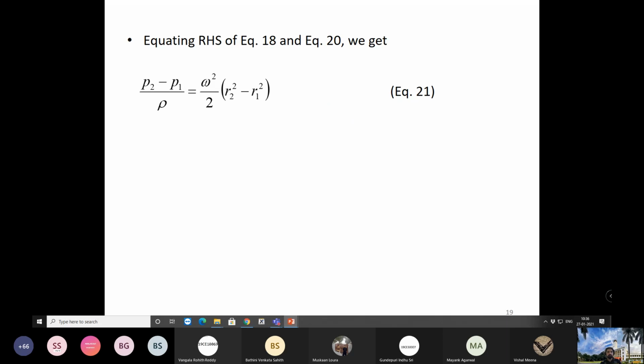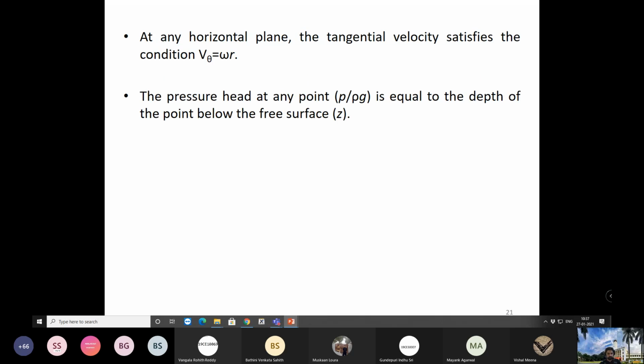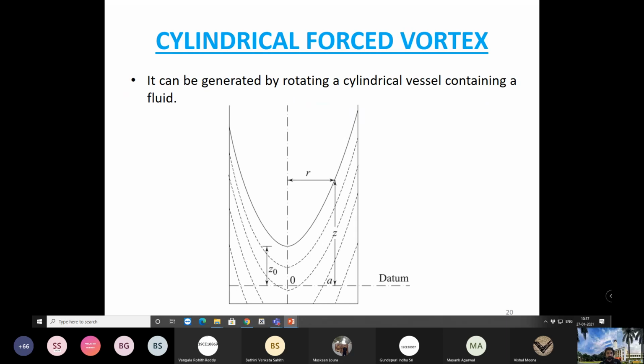Now if we apply equation 21, this is the equation: (P2 minus P1) by rho is equal to omega square by 2 times (R2 square minus R1 square), between point 0 and A. What is 0? This is the datum 0, and this is the point A. Here it is Z naught, here it is Z.